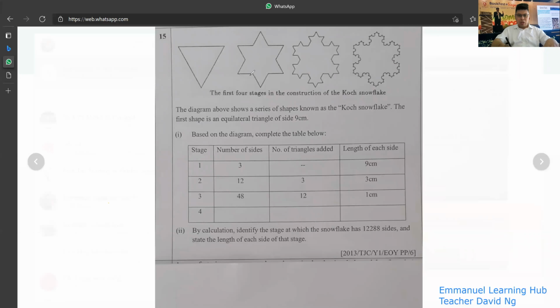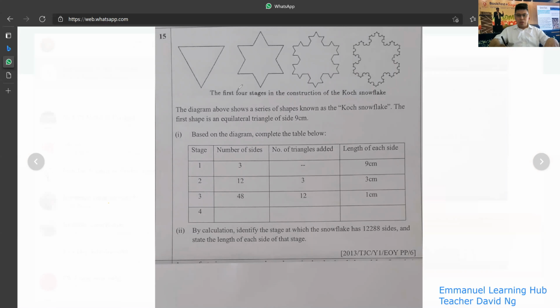Stage 2, number of sides is 12. Okay, 1, 2, 3, 4, 5, 6, 7, 8, 9, 10, 11, 12. So number of sides is 12. Number of triangles added is 3. 1, 2, and 3, because this is the original triangle. So I added 3 more triangles. So number of triangles added is 3. Length of side is 3 as well, because this is 9, and 9 divided by 3 is 3. That's how you get 3.